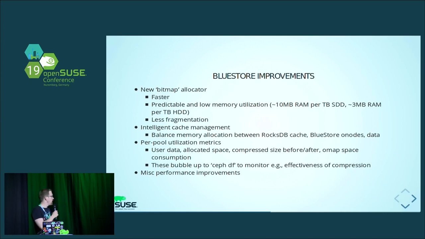BlueStore improvements, so switch to the next one. BlueStore has a new bitmap allocator, which more or less falls in the same direction as the improvements on the OSD side. You can now have a more predictable memory utilization. I think that's what everyone is requesting, and less fragmentation, which is the result of it. We can now make use of intelligent caching, so the memory allocation between different caches like the RocksDB cache and onodes in the data can be adjusted automatically, which is rather cool. We get per-pool utilization metrics, which is rather helpful, and also just bubbles up again to the ceph df command, and some minor improvements.